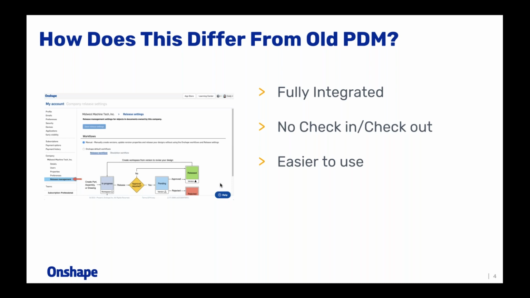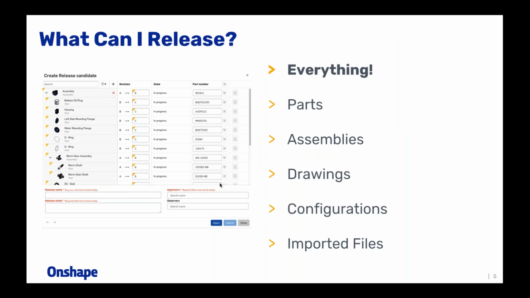And that's pervasive throughout the application. You'll see releases in the versions and history. You'll have the same right-click menu options. You can compare revisions. All of that stuff is core Onshape. We're just building a new wrapper around it to address this important need for workflows. So important things to stress: fully integrated, we don't have a check-in or out, and it's just far simpler to use than a more manual, older PDM system.